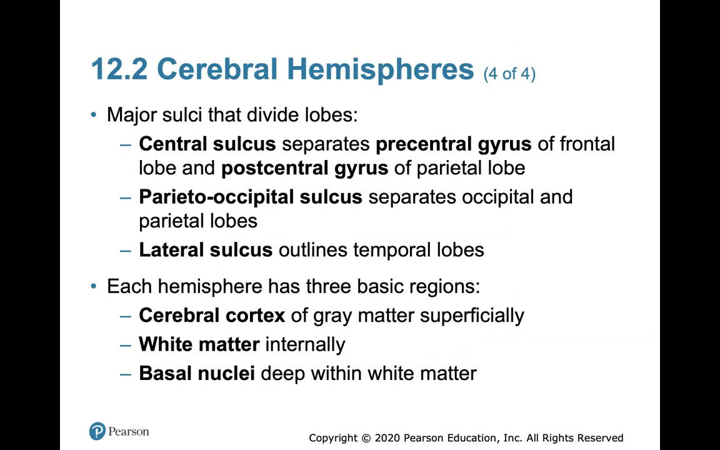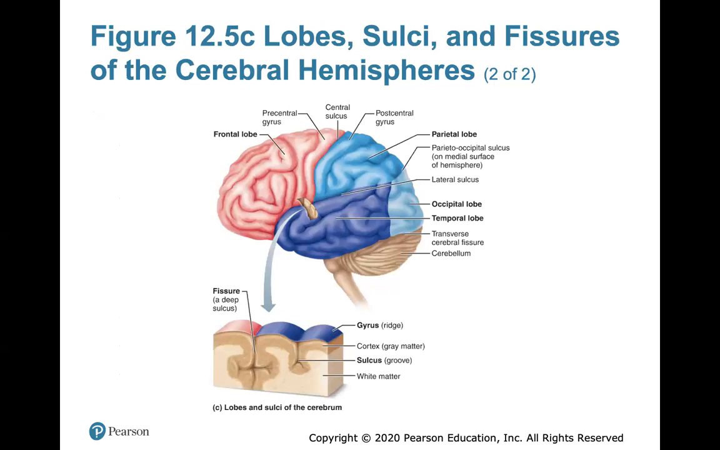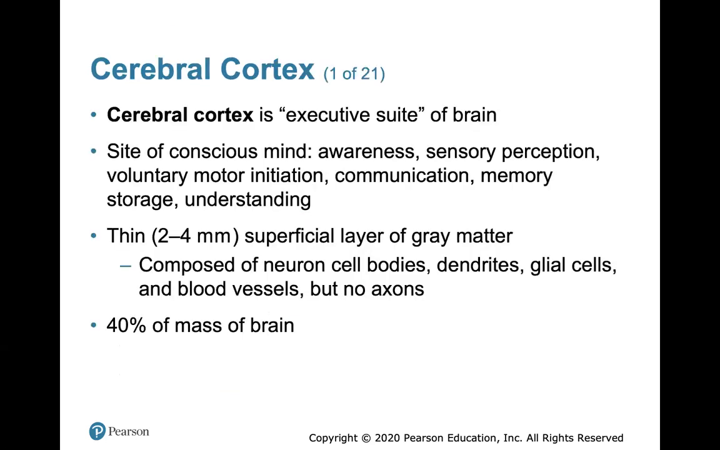Each hemisphere has 3 basic regions: the cerebral cortex, which is the gray matter most superficial in the brain. So if we were to take a look at a brain in a person, pull back the skull, we'd be looking at the cerebral cortex, so it would have a gray color to it. The white matter is internal to that. And then there's basal nuclei, which are clusters of nuclei deep within the white matter. So here's just another look at the anatomy of the brain. The cerebral cortex is what we call the executive suite.